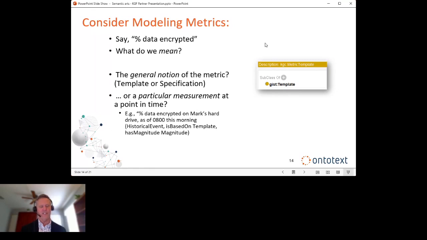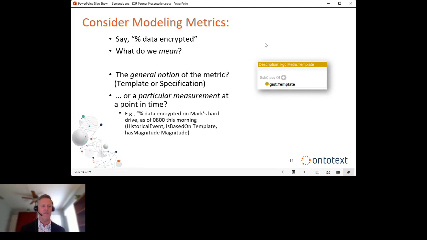You'll know we have root classes. We have a class called a template, a class called a specification. You'll see those in GIST if you poke around in there. Or are we talking about a particular measurement at a point in time? When people say metrics, it's not always easy to know. And we found that by having GIST the way it is, and having to slot classes into GIST, it makes us go, oh, which kind are we talking about? Sometimes language is somewhat blurry. People say metrics, and in some contexts you know what they mean, but in the model, you have to be explicit about what you mean.